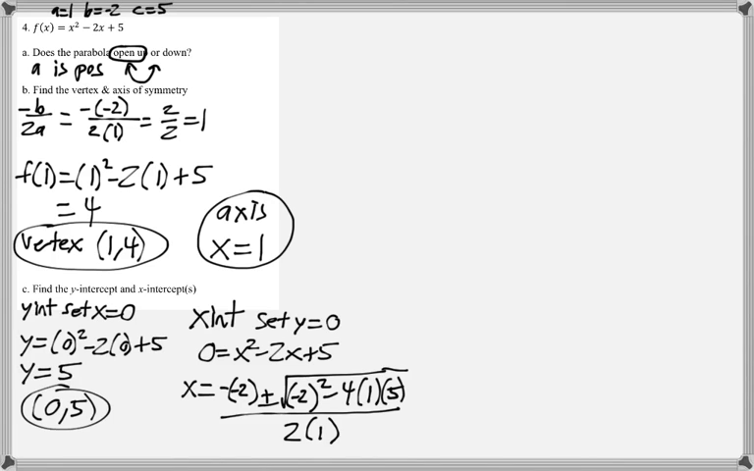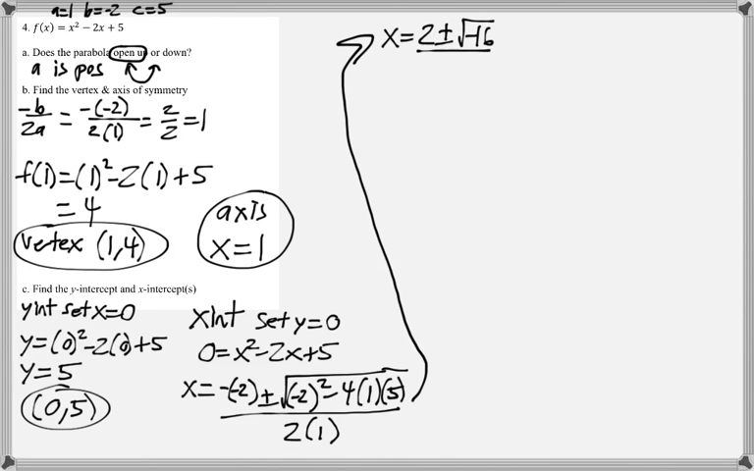Okay, so if you simplify this, x is equal to 2 plus or minus square root of -16 over 2. And this is where we have an issue because we have a negative on the inside here. This means this is imaginary. So what that means is that there's no x-intercept.